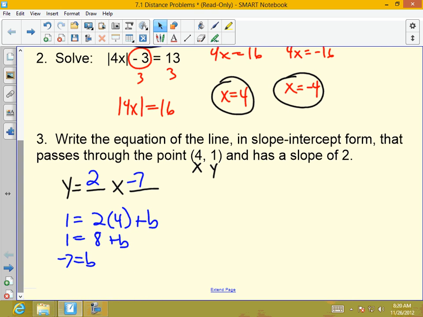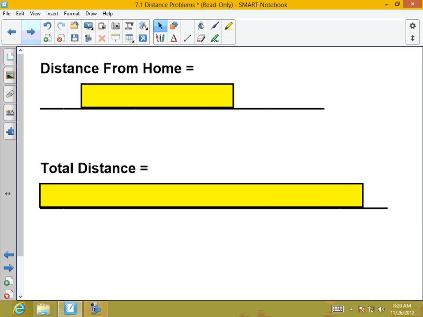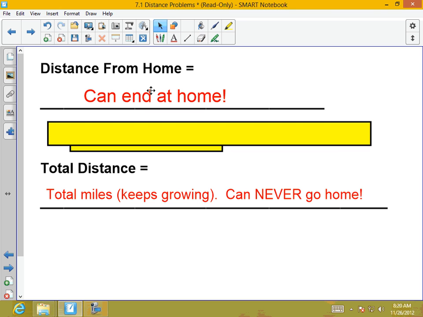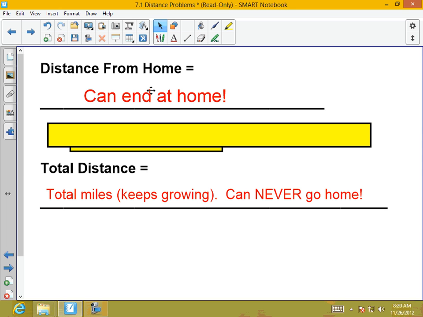All right, here we go. We're going to talk about distance problems. If it says distance from home, your graph can go back down towards home. If it says total distance, your graph keeps growing, never goes back home. This is one thing you're going to have to memorize for 7.1. Write this down. I'll explain it to you. You'll see what it means when we show you the examples. So just go ahead and write this down.